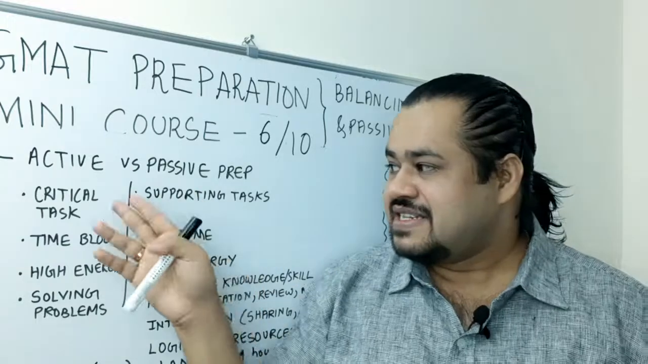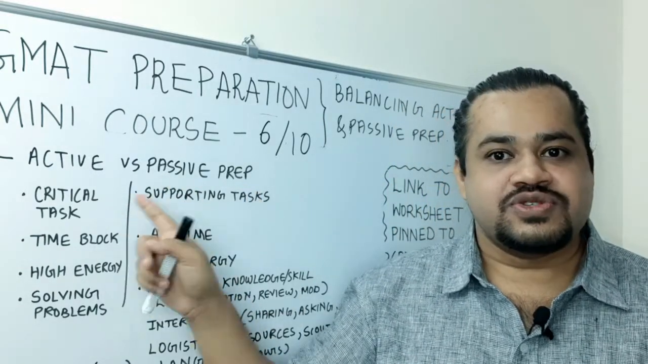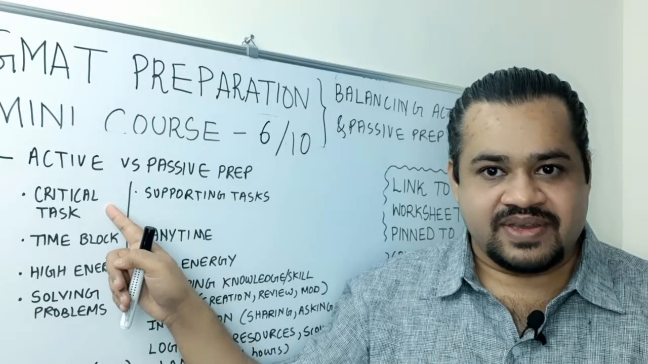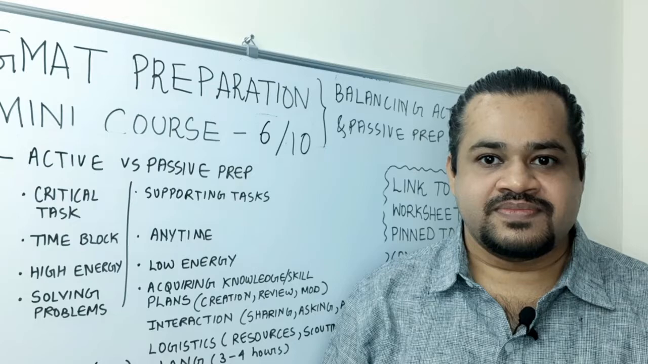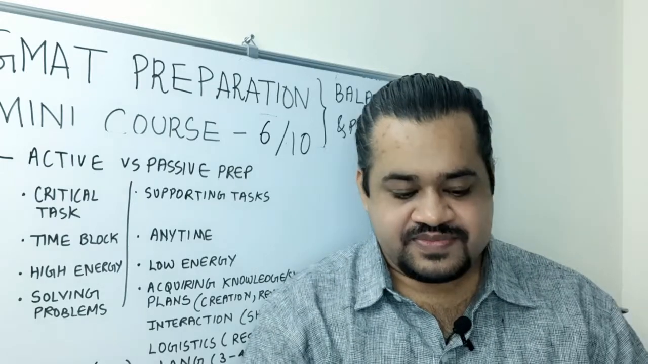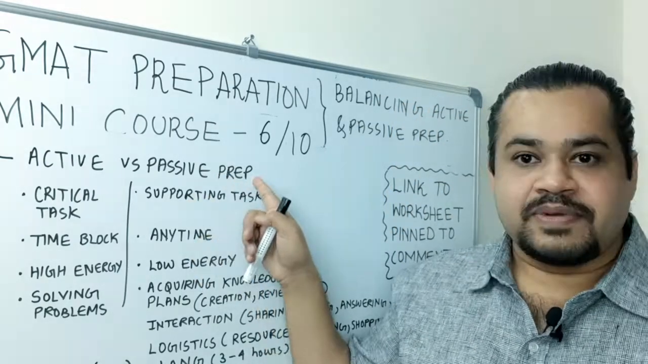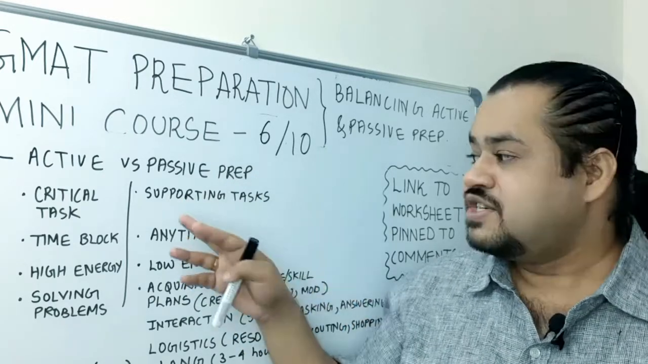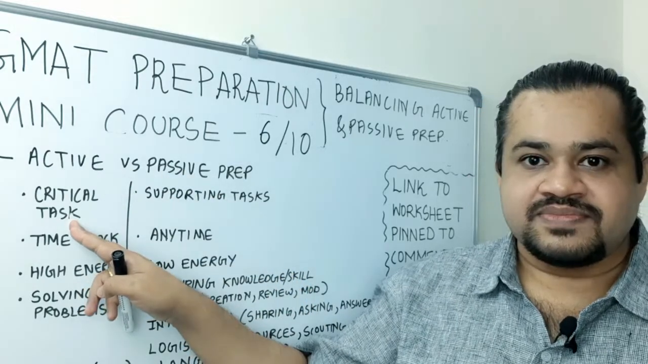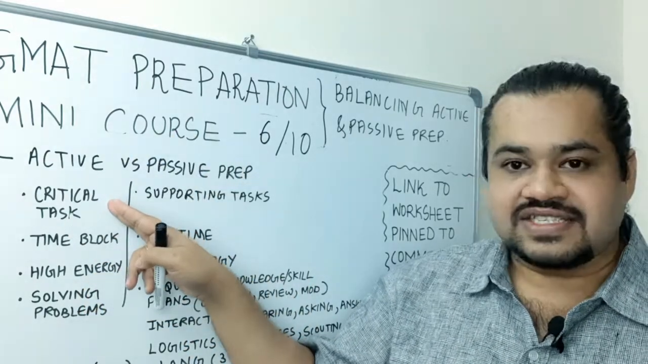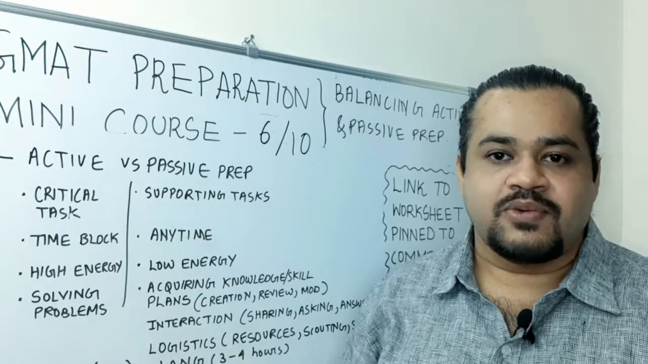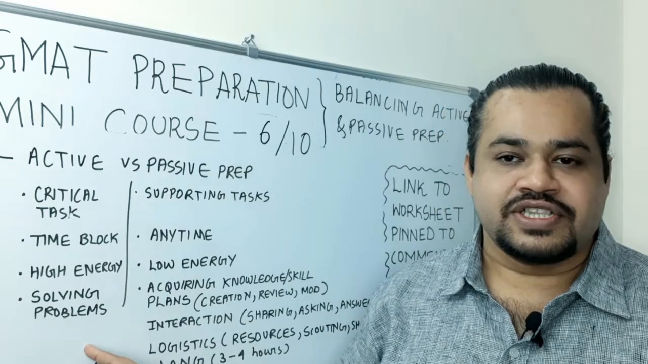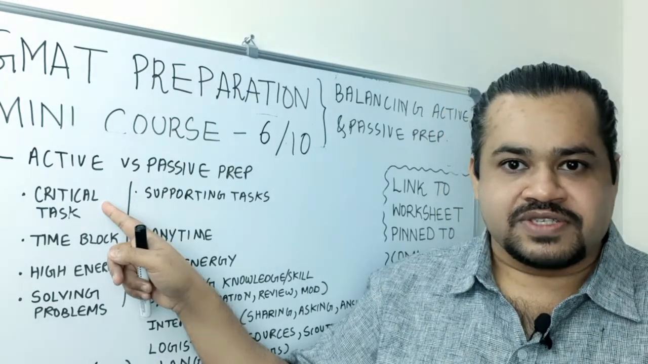Alright, what I mean by critical tasks is, it's the single most important task, and every other task compared to this particular task is of relatively lower importance when it comes to producing the result that you're after. Passive preparation focuses on supporting tasks. Supporting tasks are things that you do in order to support your critical tasks. For your GMAT preparation, the critical task that you will be performing is solving problems. Whether it's a timed practice session or an untimed practice session, solving problems is the most important thing that you will be doing during your active preparation hours.